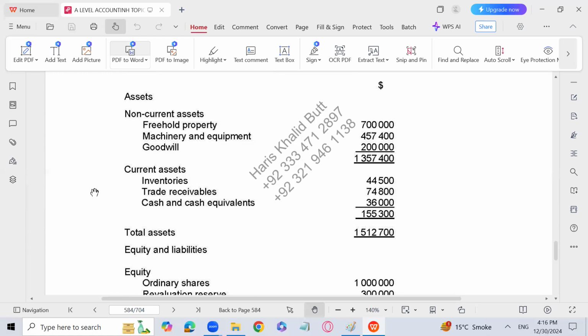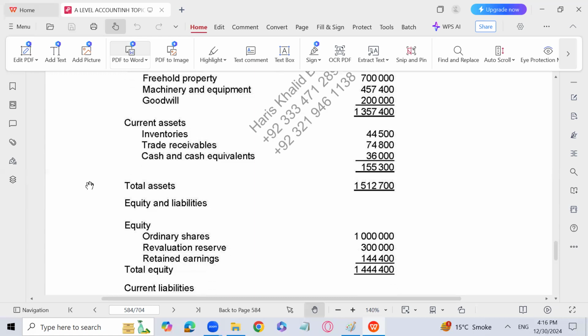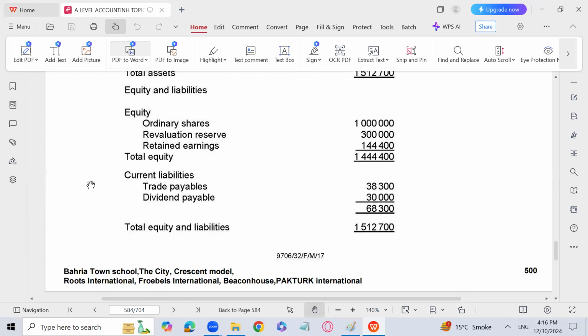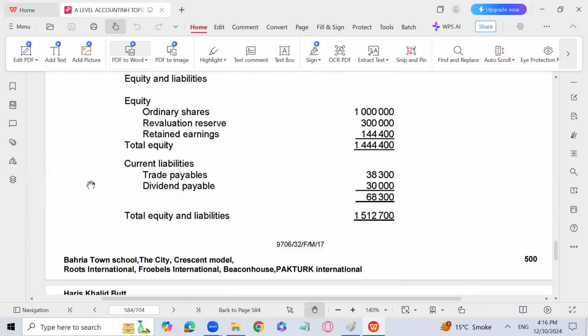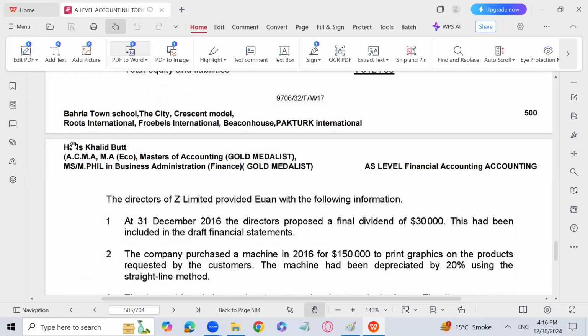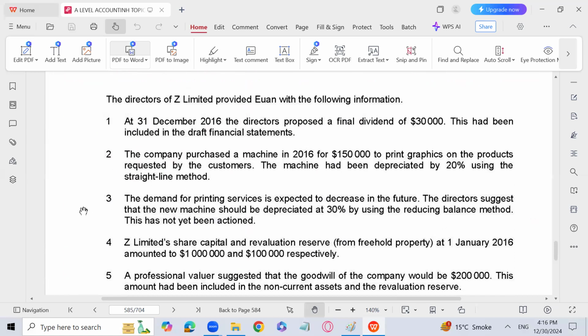We know that. Current assets: inventory, trade receivable, and cash equivalent. Ordinary share capital, revaluation reserve is given, retained earnings, trade payable. Dividend payable is not given, which should not be recorded because only paid dividend will be recorded in the books. No dividend payable will be recorded in accounting terms.